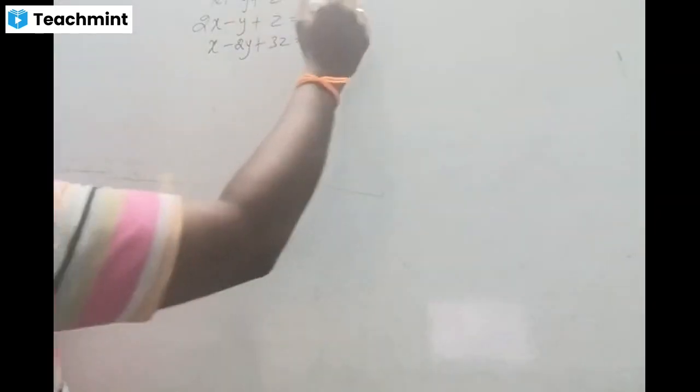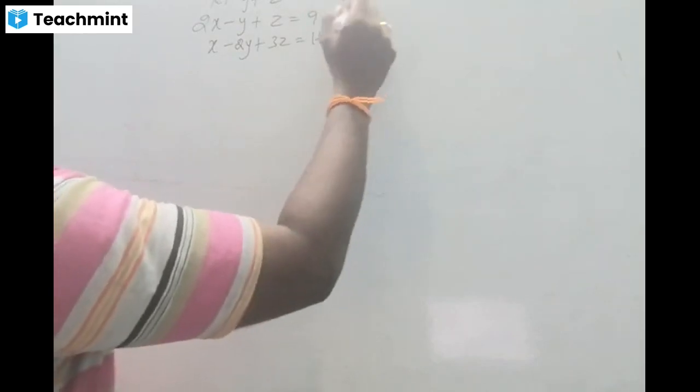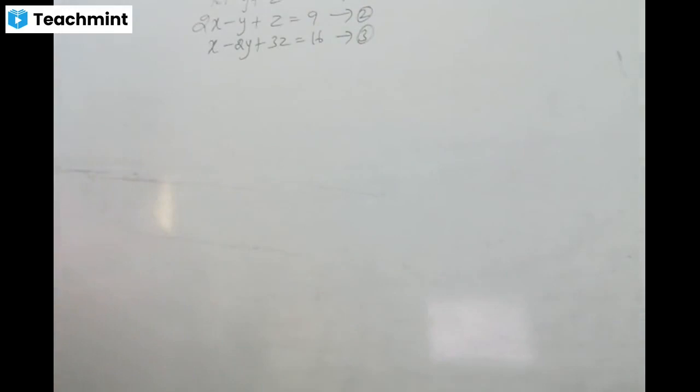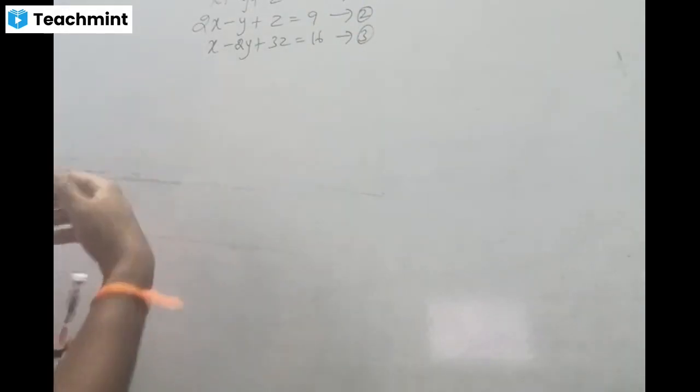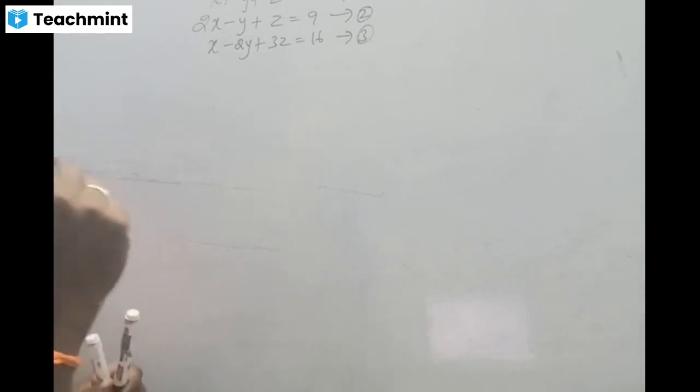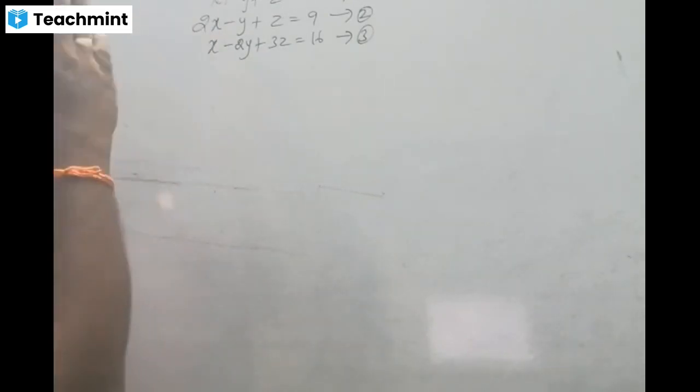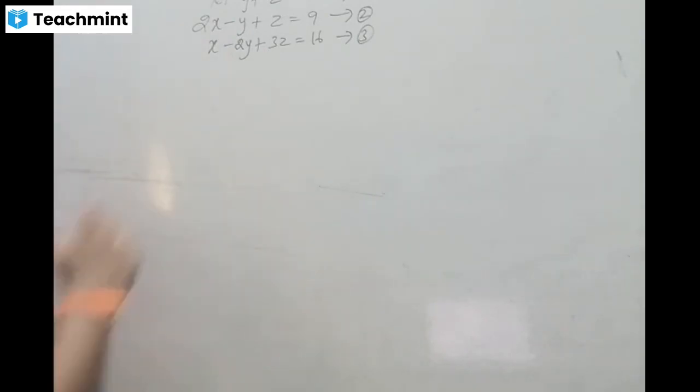So first, we should consider the given equations as 1, 2, 3. First, I'm going to take equations 1 and 2. I want to eliminate the variable z. So before that, I have to confirm whether the coefficients of the variable in both the equations are the same.